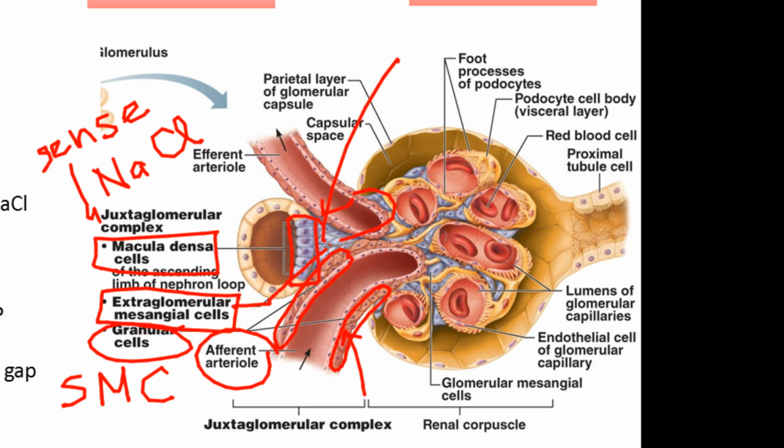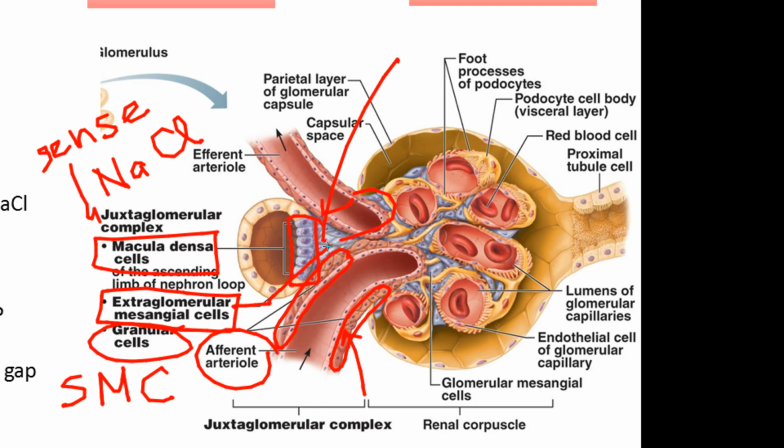Now look where they are located. They're between macula densa and granular cells. Can you see that? The function of mesangial cells that are connected by gap junctions is to provide the communication between the two. We're clear?